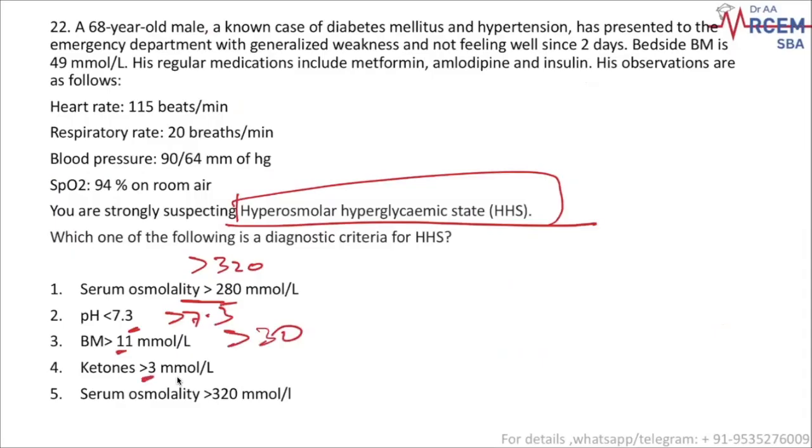Ketones value more than 3? No. No significant amount of ketones should be present. This becomes a significant amount of ketones if it is more than 3 millimoles per liter. Serum osmolarity more than 320 millimoles per liter is the right one in the criteria.